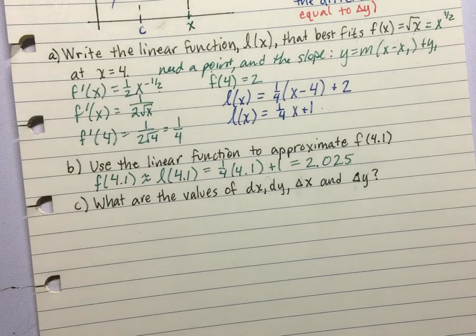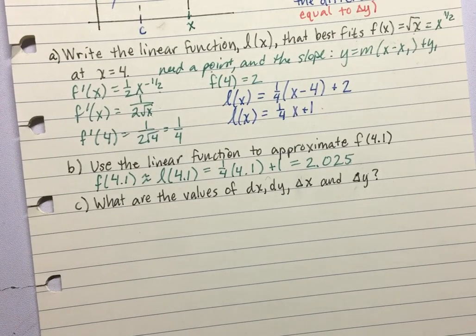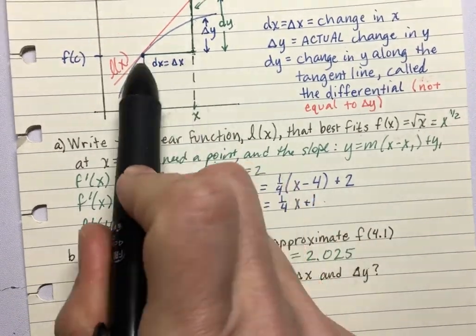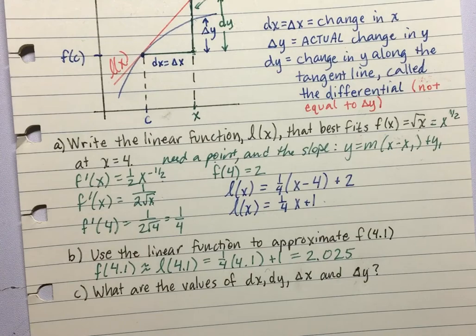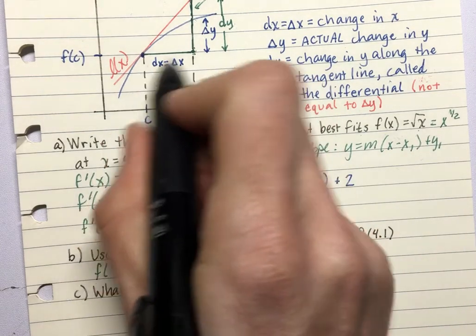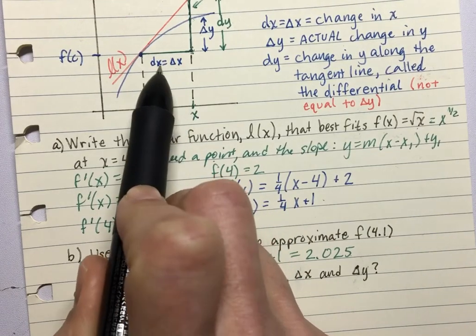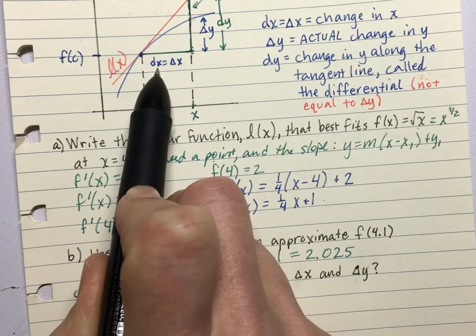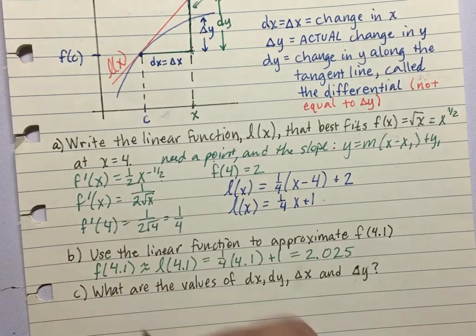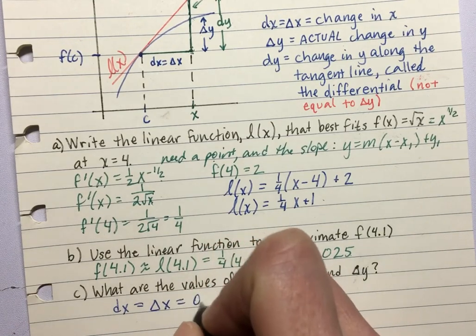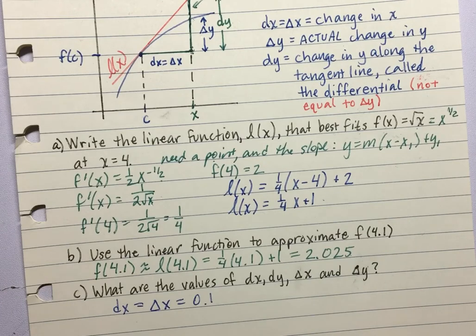Okay, so now another thing you might get asked is, what are the values of dx, dy, delta x, and delta y? Well, looking up at our graph here, our dx is how much our x changed. We went from 4 to 4.1, so our dx, which is also our delta x, because remember, delta x is the actual change in x. The dx is how much x changes on the differential, but those are always going to be the same. So our dx is the same as our delta x, and that is 0.1 because we went from 4 to 4.1. That's the easy bit.